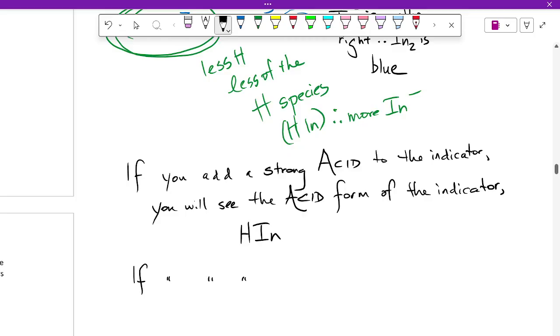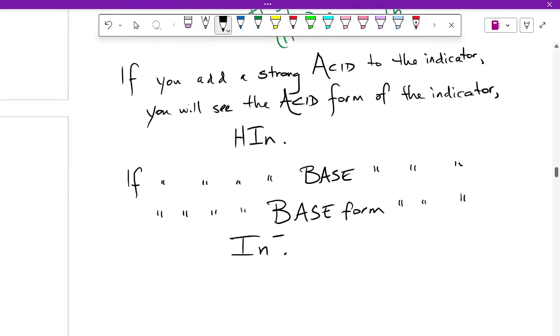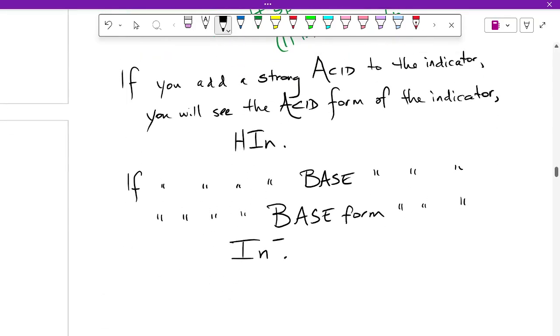If you add a strong base to the indicator, you will see the base form of the indicator, IN minus. Yes? Ms. Spence is lazy, does not want to write the same sentence twice. Yes? Is that making sense? Okay, cool.